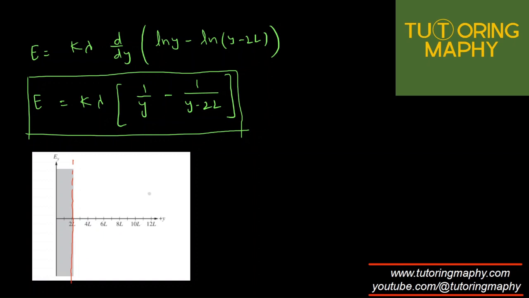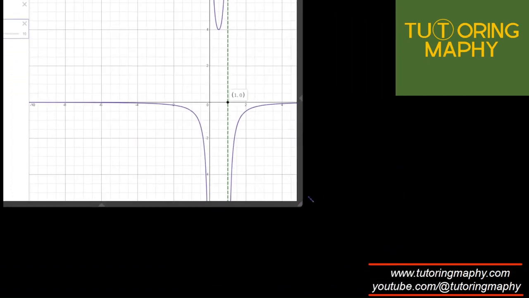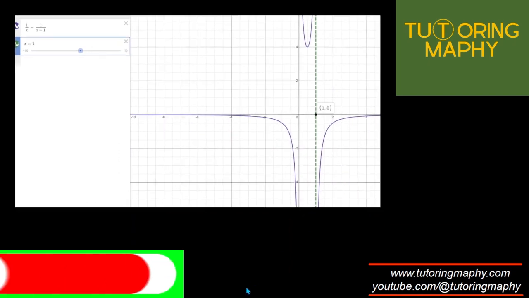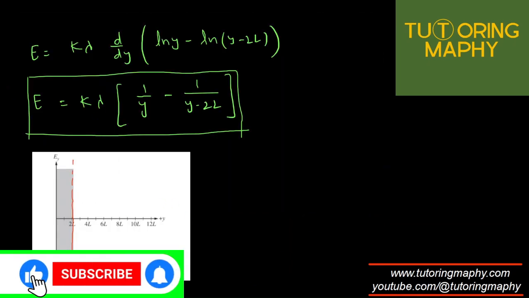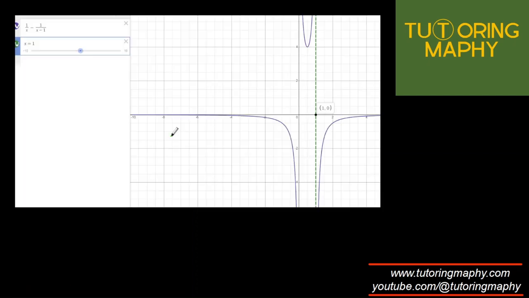But once again, you can use a calculator as well, and I'm going to show you how. So what I did is I plugged this expression in the calculator, and this is what we have. All I did was I replaced k lambda with 1 and 2L as well with 1. So the expression which I have graphed is, obviously I just replaced y with x, so it doesn't really matter: 1 over x minus 1 over x minus 1 to get the trajectory.